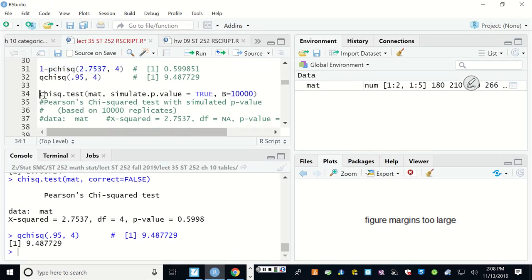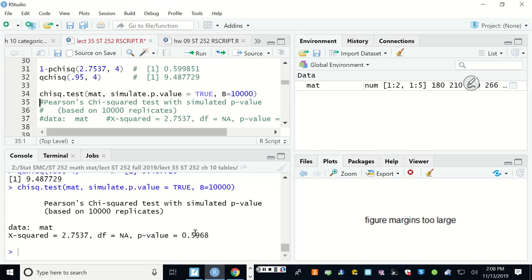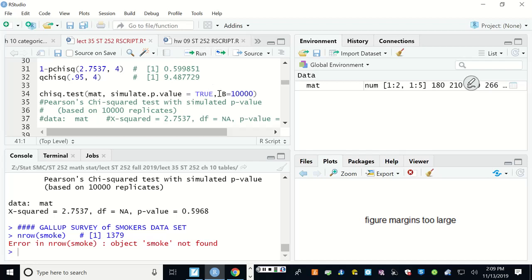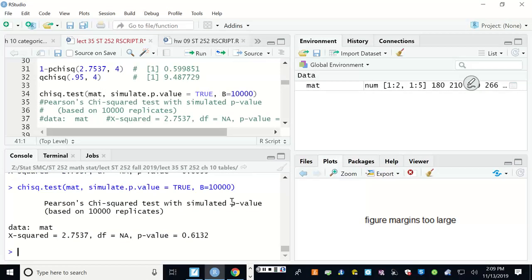To do the permutation, there's actually a simulation version of this. Right? If you can simulate the p-value, tell it true, and you can tell it the default is 2,000 replications, but you can make it more if you want. And so it calculates the statistic, does the simulation just like we described for permutation tests, and gives a p-value. And here I got a 0.59. There's some randomness to it. If you repeat it, you get other p-values that are kind of in the same range, but they're based on 10,000 randomizations. They have the same message. It's not really different from independence.